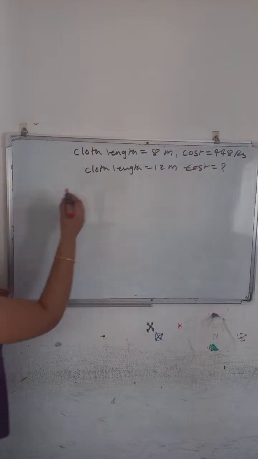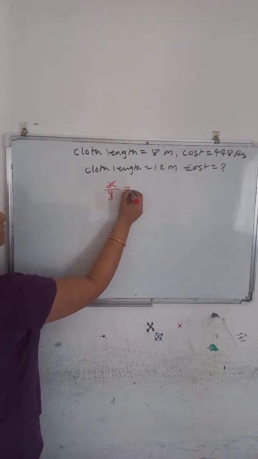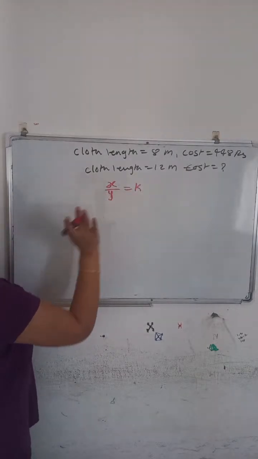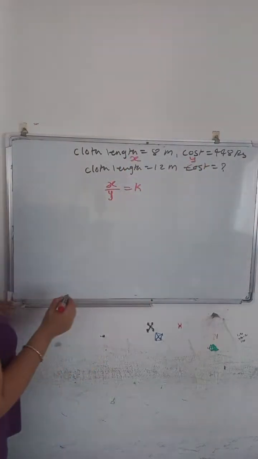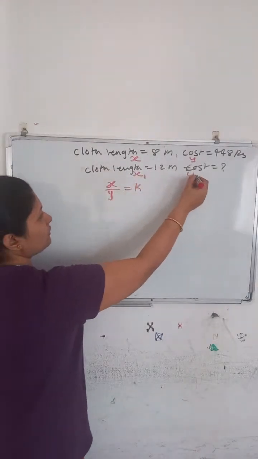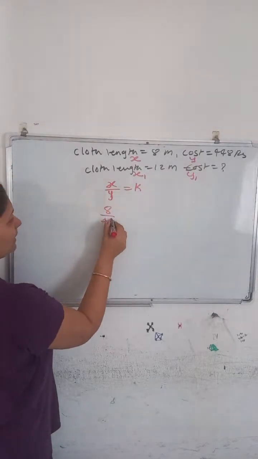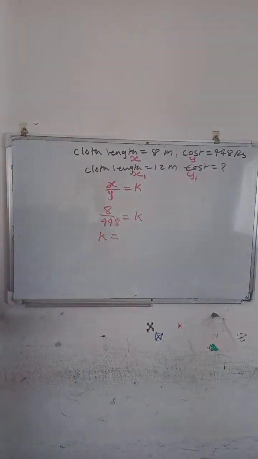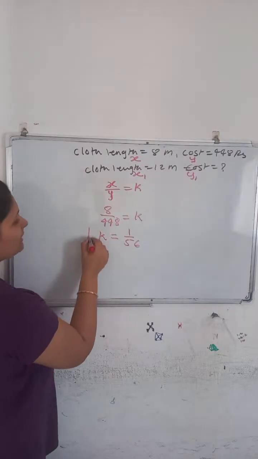So for direct proportion I use x by y is equal to k. Always for direct proportion I am taking x by y is equal to k. Cloth length I will take as x and cost is y. Then here cloth length is x1 and cost is y1. Now I know x and y, that is 8 by 448 is equal to k. Now you can simplify k. If you divide by 2, you will get 1 upon 56. So k is 1 by 56.